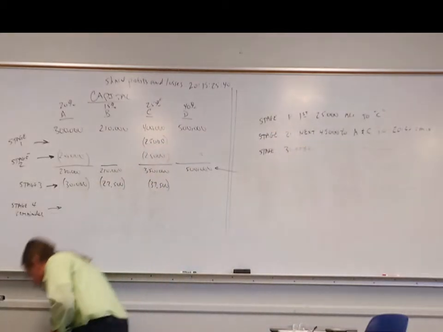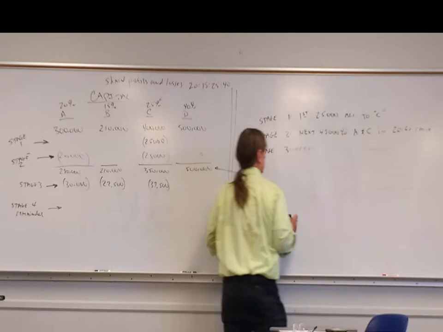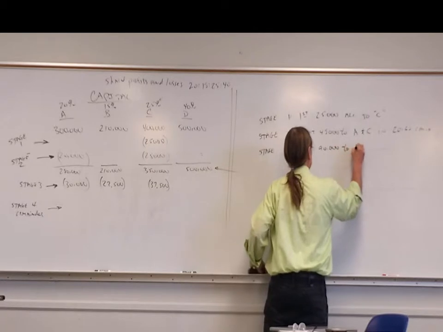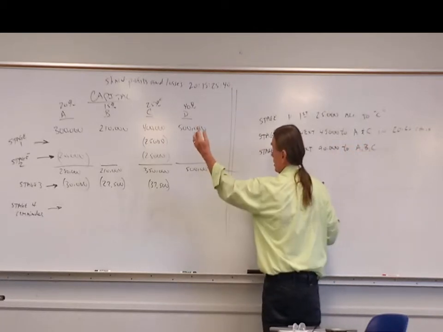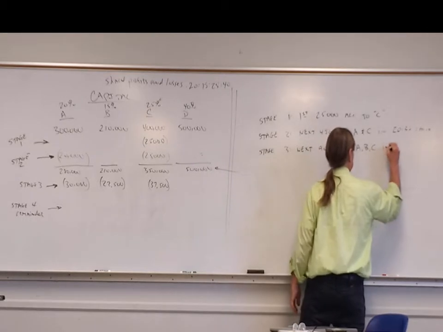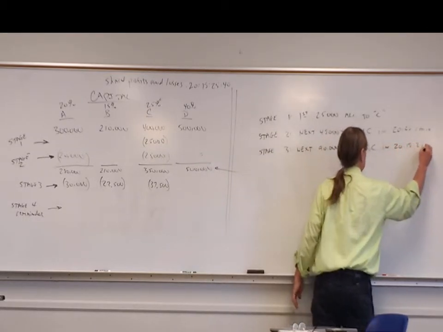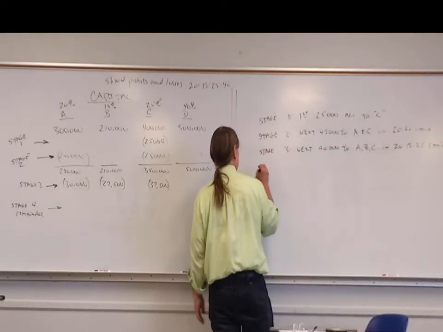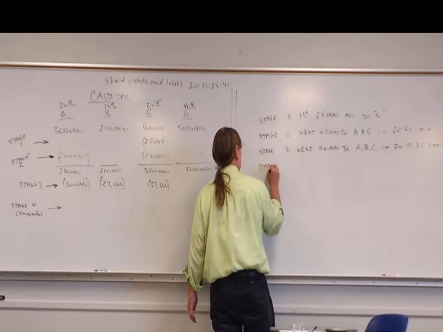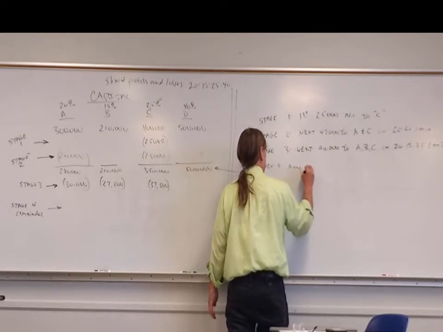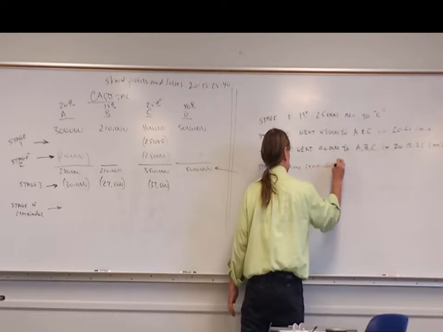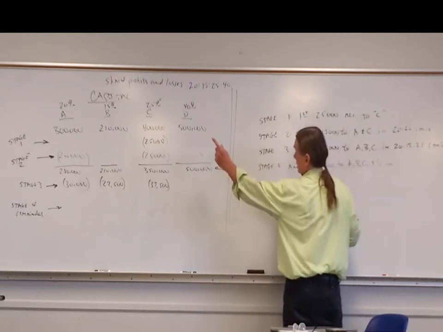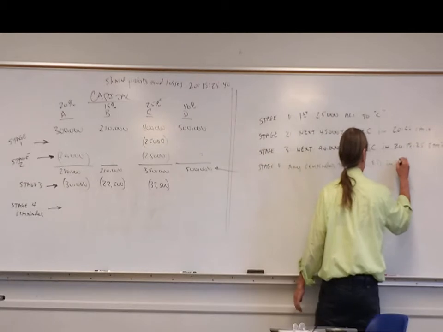To A, B, C in a 20 to 15 to 25 ratio. And then finally, any additional, any remainder, this stage 4, any remainder or any additional to A, B, C, and D in a 20 to 15 to 25 to 40 ratio.